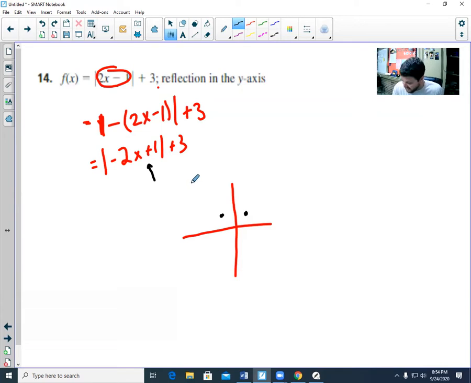The rest of the question asks me to use a graphing calculator to check my answer. I'm not going to do that right now, but that's a super good way for you to check to make sure that you're doing everything the right way, okay?